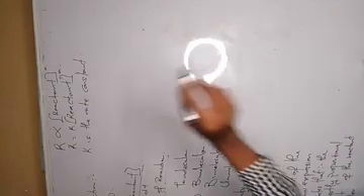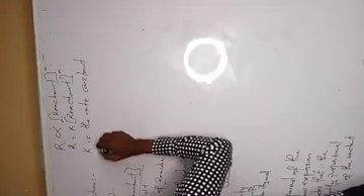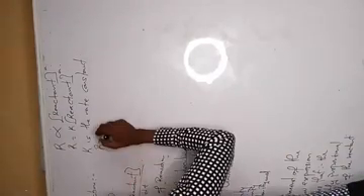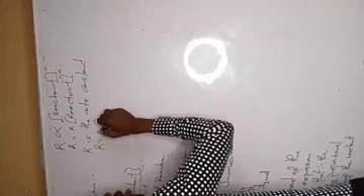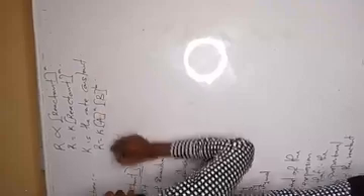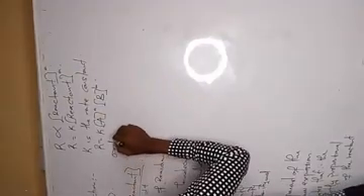Our K is the rate constant. Okay, now look at something. Imagine you have the original expression like this: R equals K[A]^a[B]^b. It means that your order of your reaction.